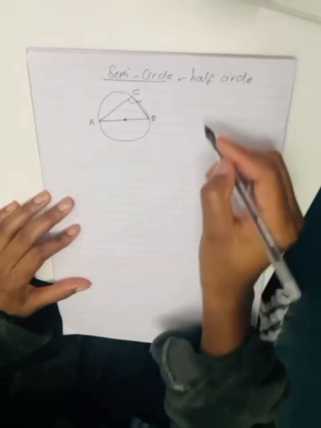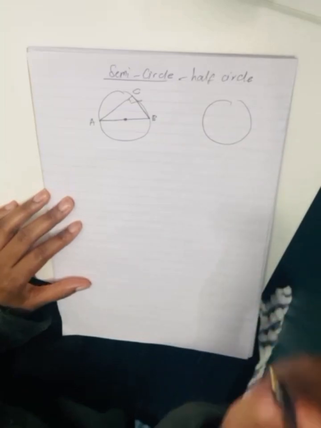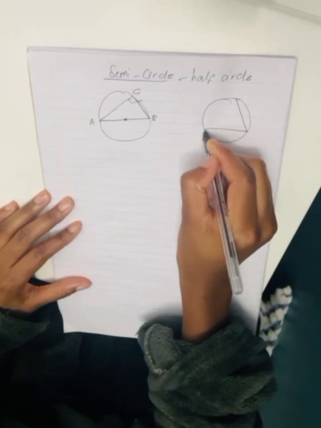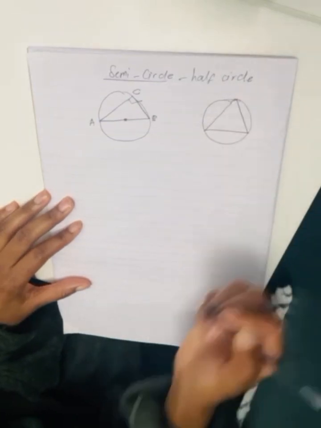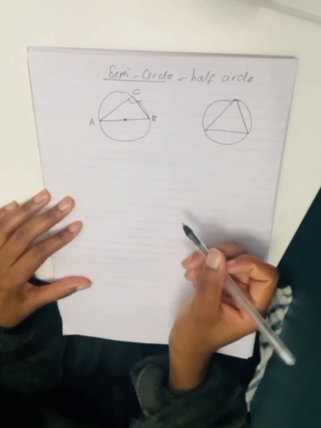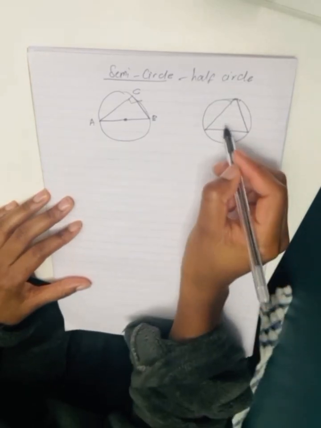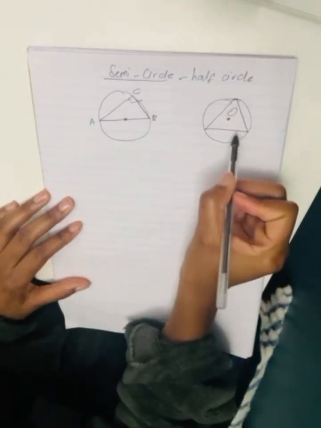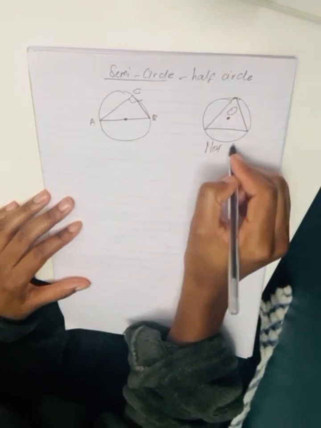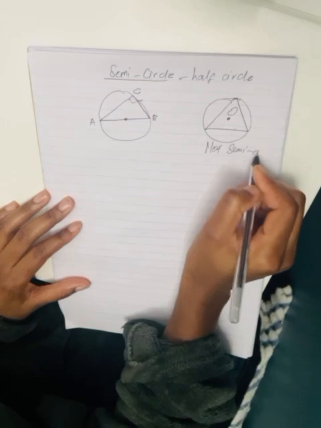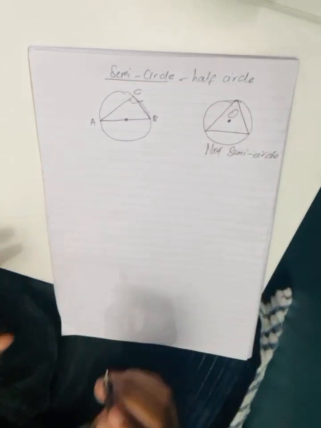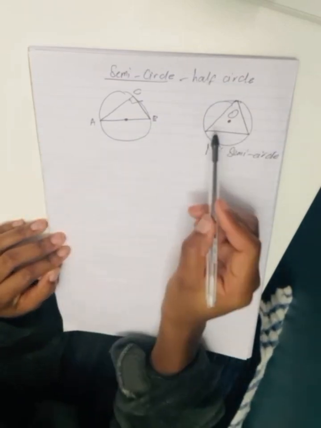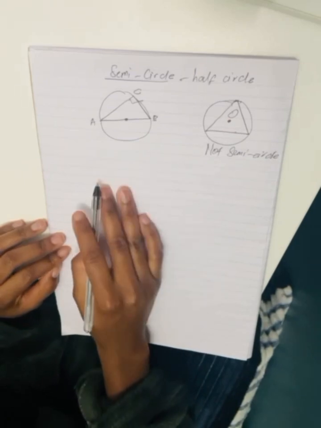So sometimes they can give you something like this, where it goes like this and this. So this is not a semicircle because it's not from the center of the circle. Let's say the center is O. So this is not a semicircle because it doesn't pass through the center of the circle. It's not a diameter, right?